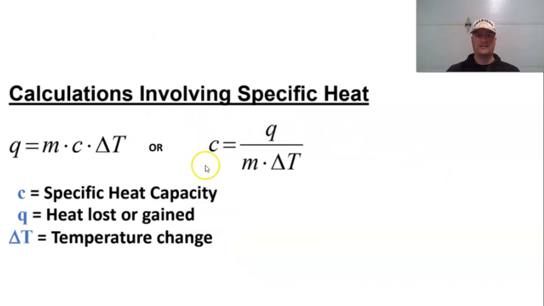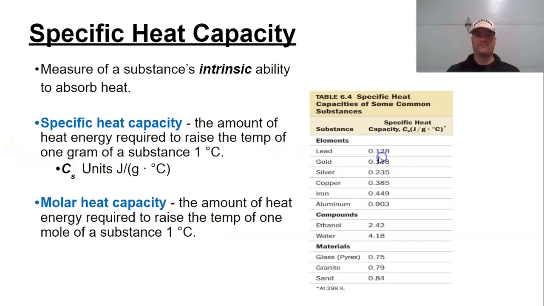Now, calculations. If you're trying to determine specific heat, you've got your heat over your mass times your change in temperature. We'll be doing this for a lab, but we'll also be utilizing this more common form, because you usually know the specific heat of something, and we want to know what the heat is as it's released.